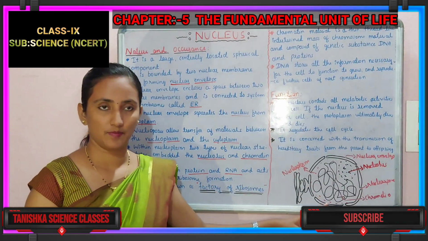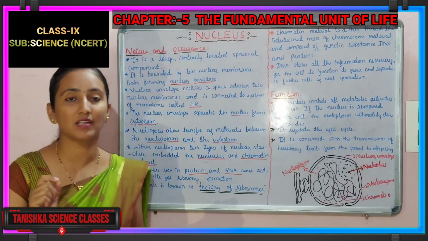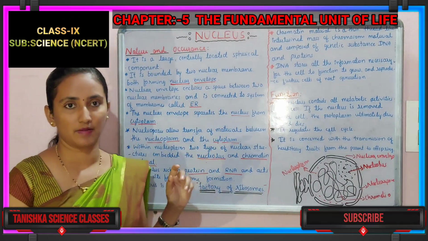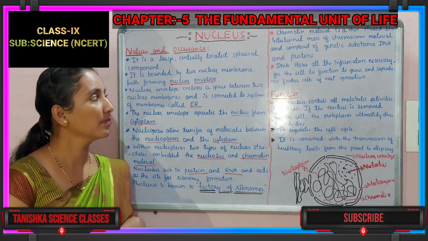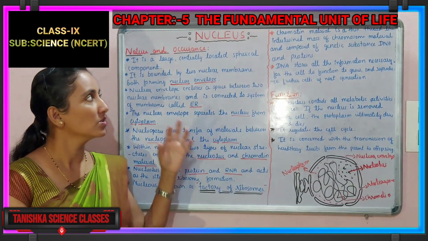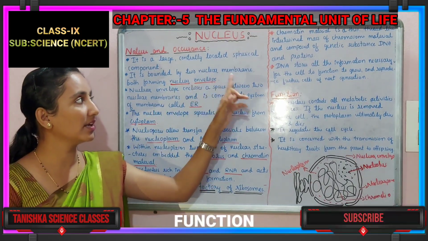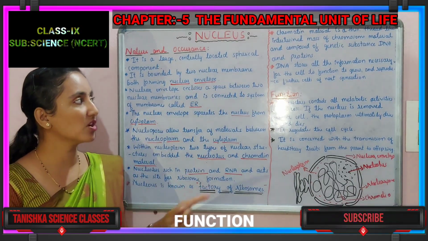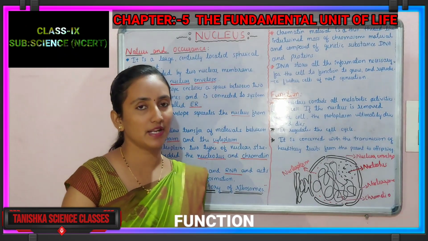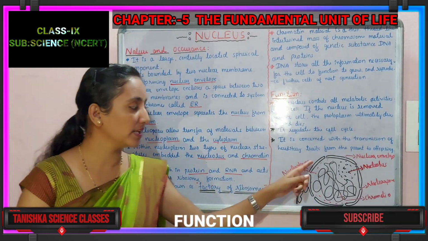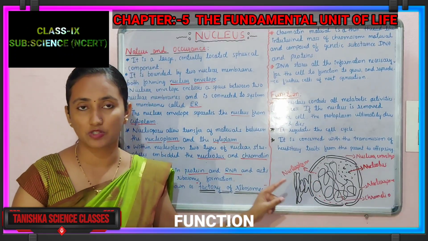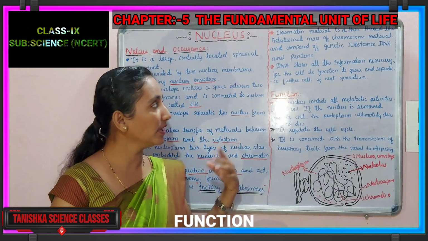The chromatin material. So what is the chromatin material? It is a thin thread-like structure. These are made up of DNA and proteins. It's a thin thread-like intertwined mass of chromosome material, composed of the genetic substance DNA and protein. As I already said, chromatin is made up of the genetic material called DNA and also by the protein. And what does it do?